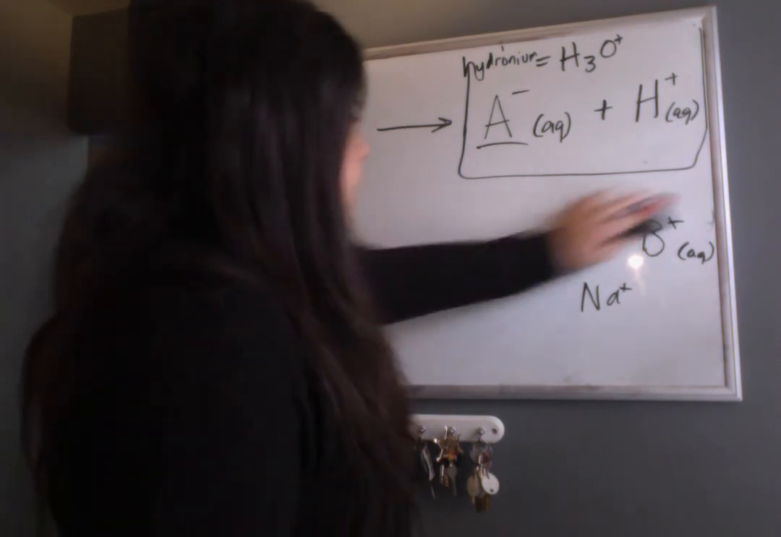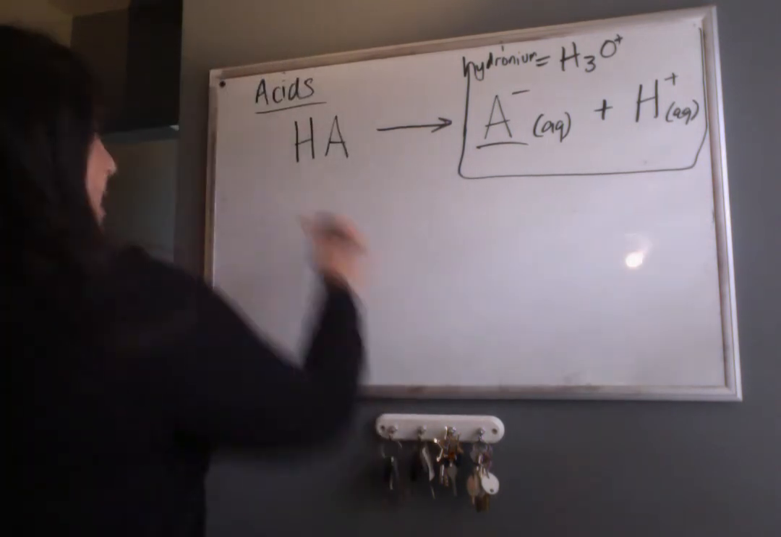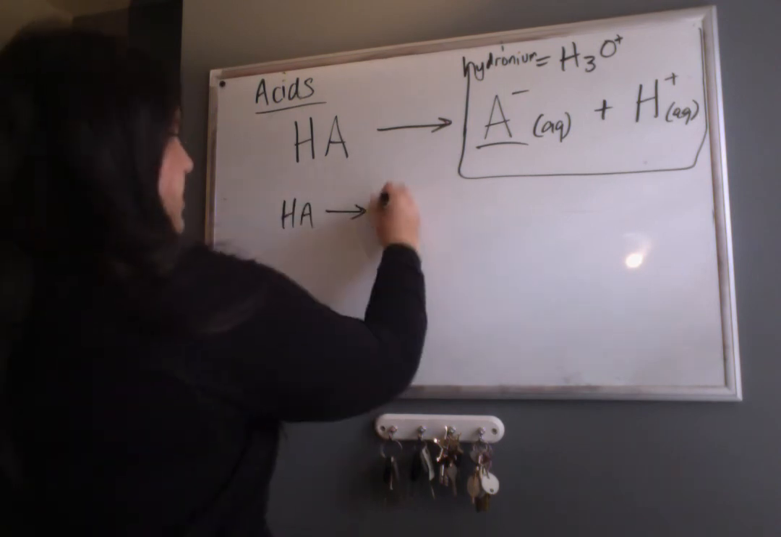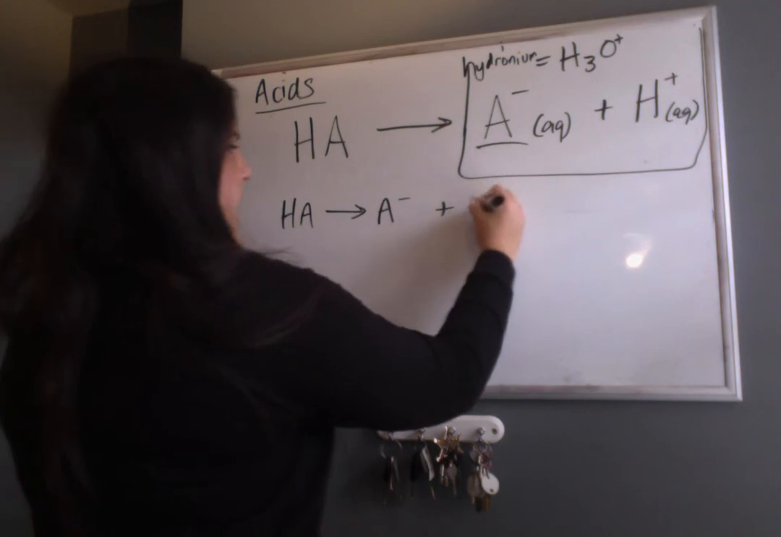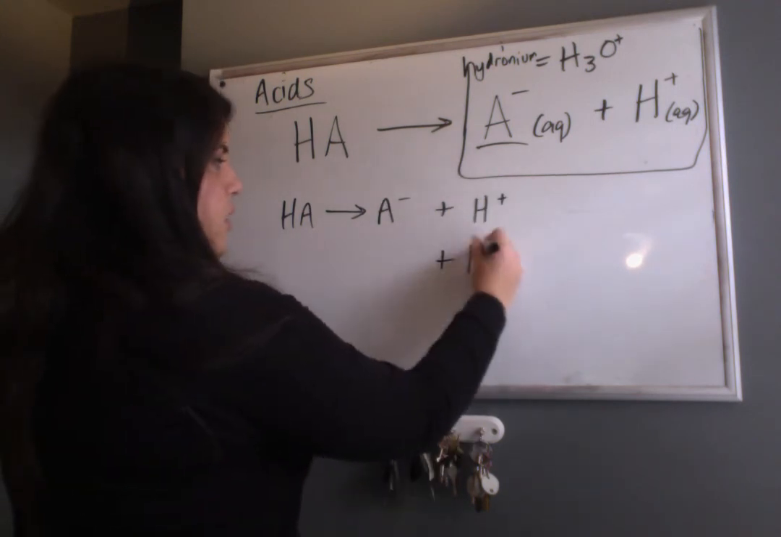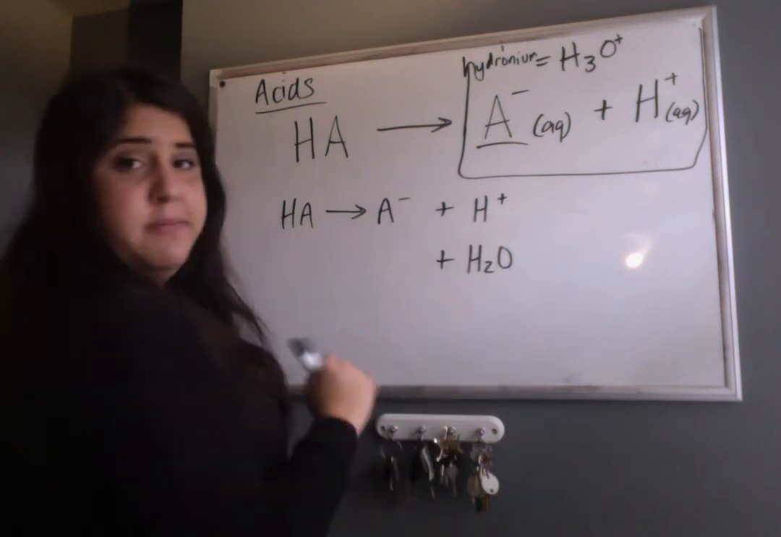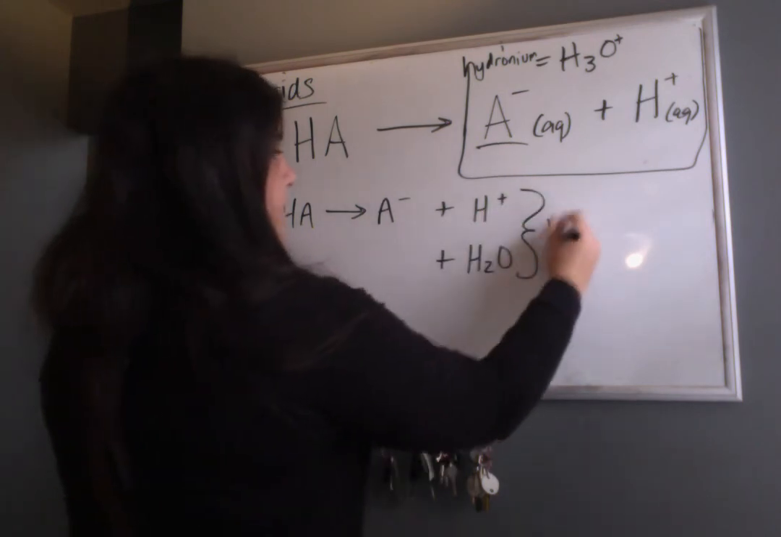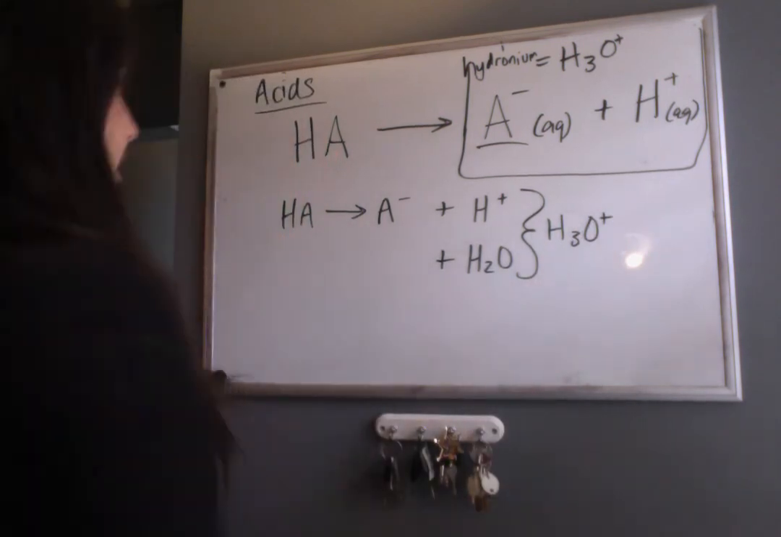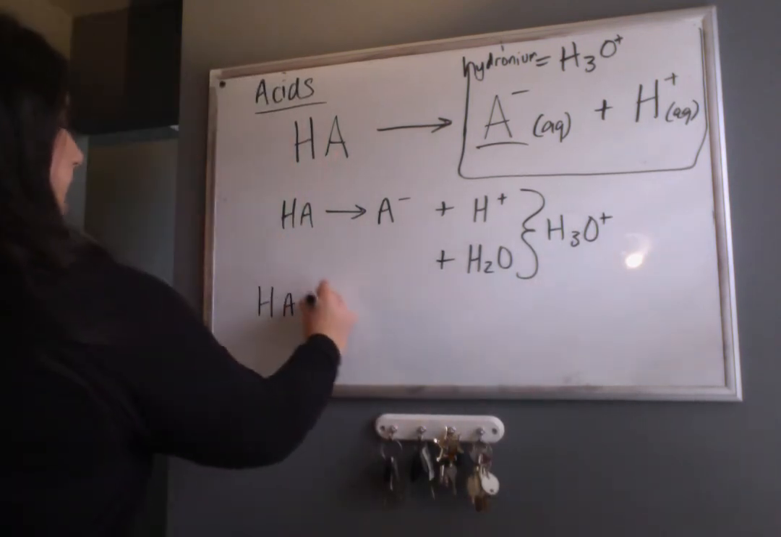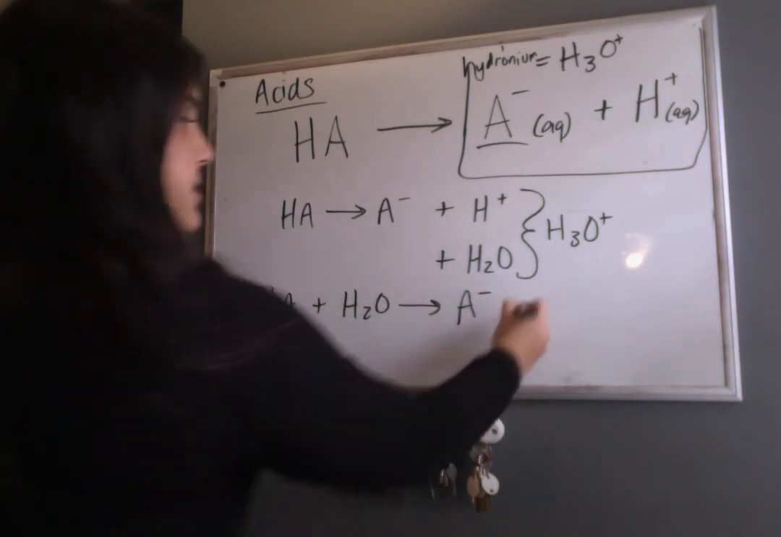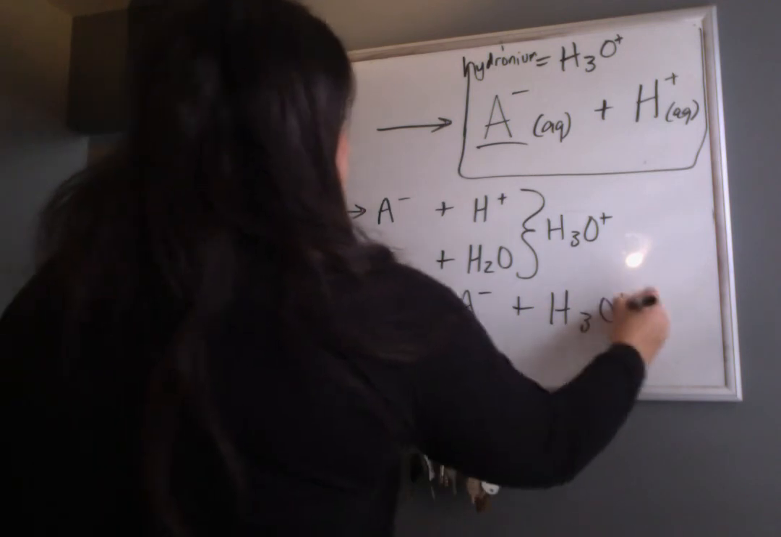So what I can think of here is that my acid, my HA, whatever that A is, is dissociating into A minus and H plus, but that H plus is meeting water. When H plus meets water, I form H3O plus. So another way that I can write this reaction is HA and water produces A minus and H3O plus.